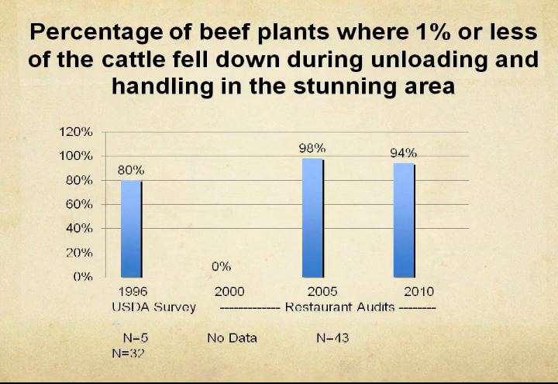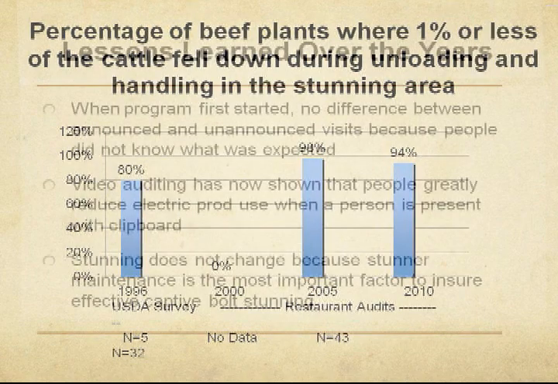And then how about falling down? For some reason, we didn't collect falling data in the year 2000. I don't know why, but that's gotten better. The thing I found on falling data is the plant either has a great big problem or they just don't have a problem.